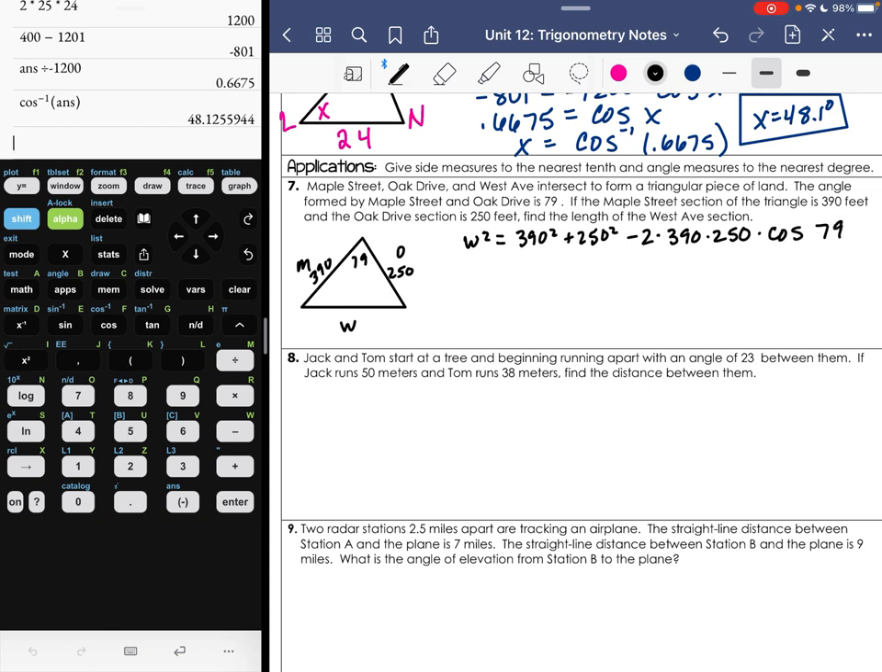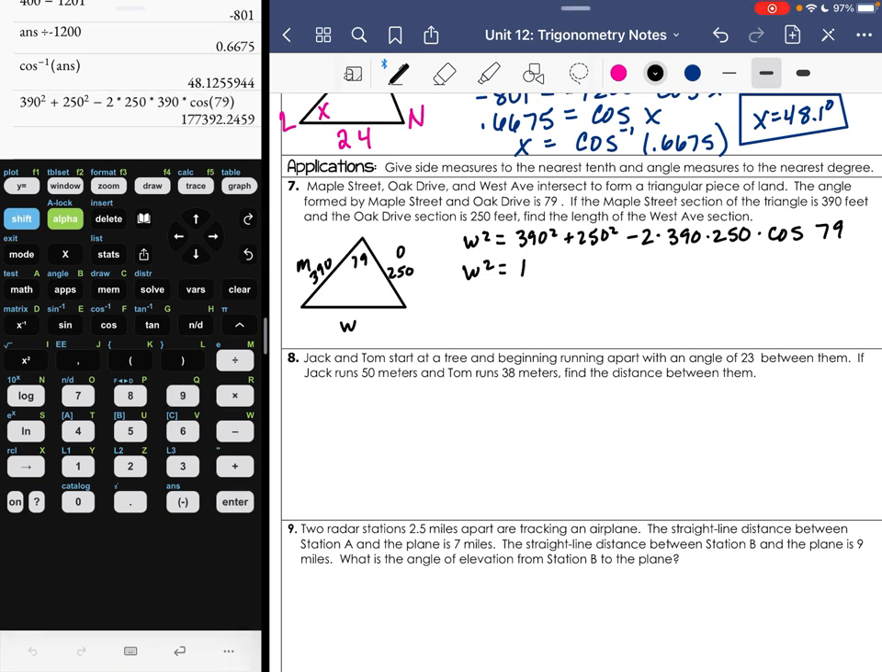So this is one that we can just type the whole thing into the calculator and find out what it is. So I'm just going to type all this in at once. It's going to be some big numbers with these lengths squared. 250 squared minus 2 times 250 times 390 times the cosine of 79.